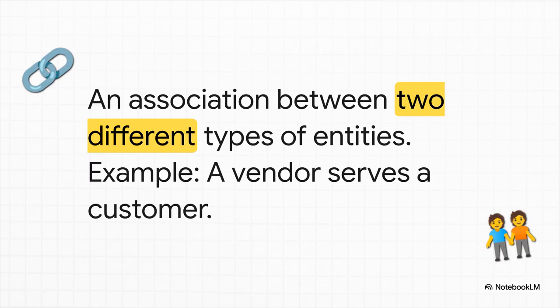Next up, and this is the one you'll see pretty much all the time, is the binary relationship. This is a link between two different entities, like a customer and an order. This is the real bread and butter of most database designs, and it's the main one we're going to be focused on for our online store.